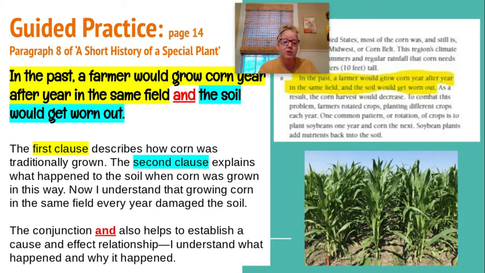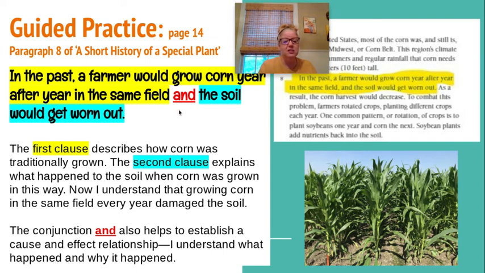So just like the one we saw before, we could have made this into two sentences, right? We could have said, in the past, a farmer would grow corn year after year in the same field, period. The soil would get worn out, period. But instead of doing that, we add the coordinating conjunction and we turn it into one sentence.